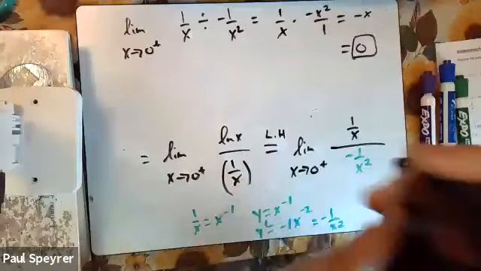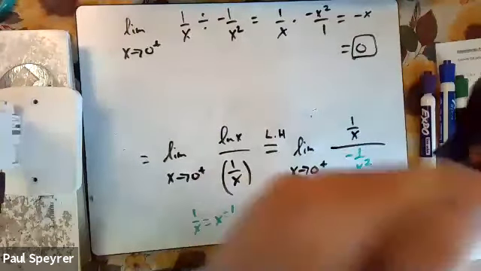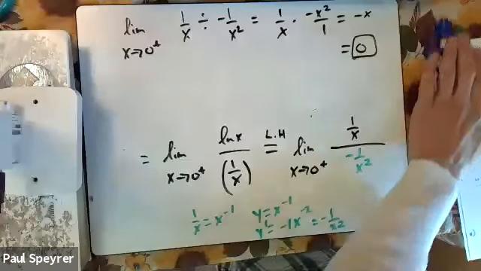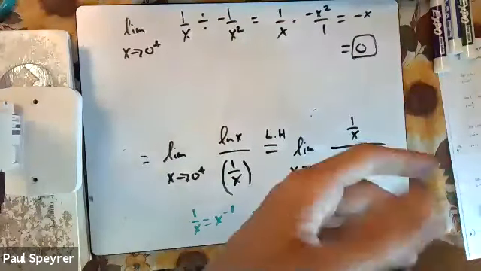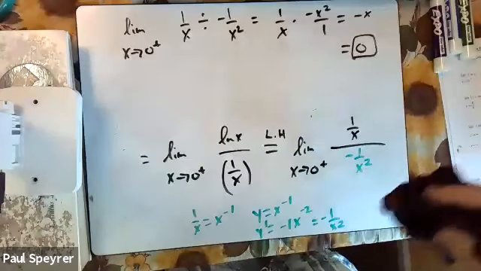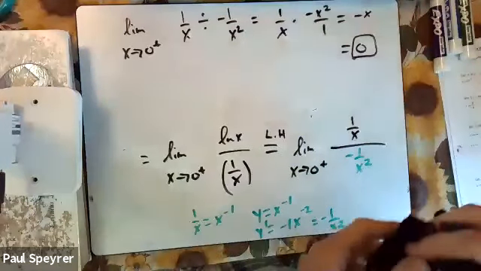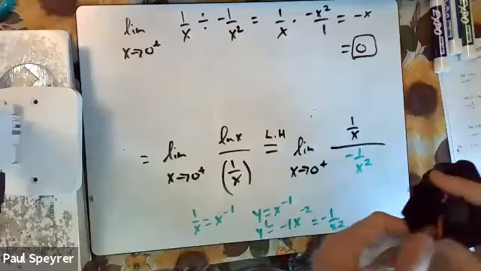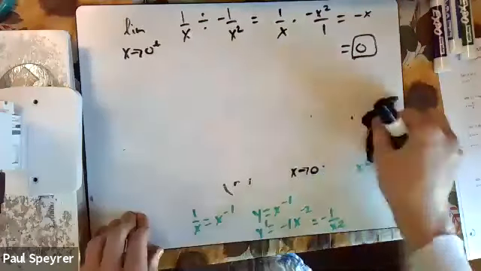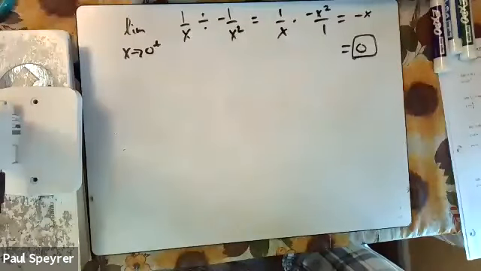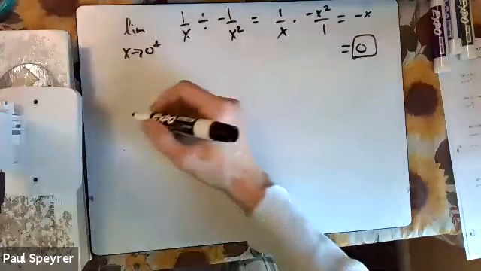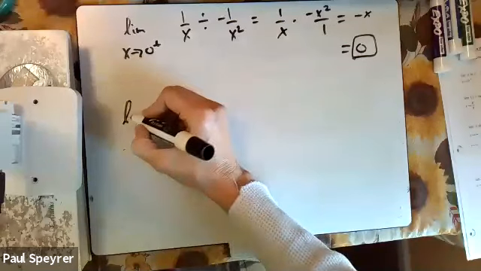So again, when you have 0 times infinity, or 0 times negative infinity, when you jam in your initial number, you rewrite that as a ratio or a division problem. What if we have this right here?